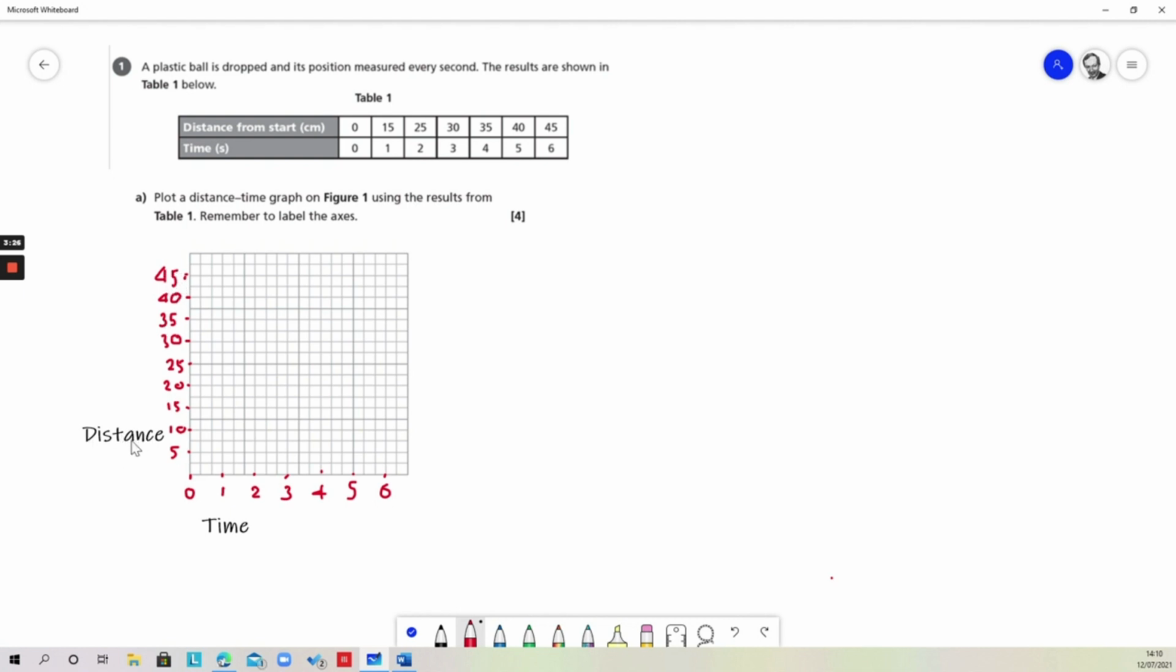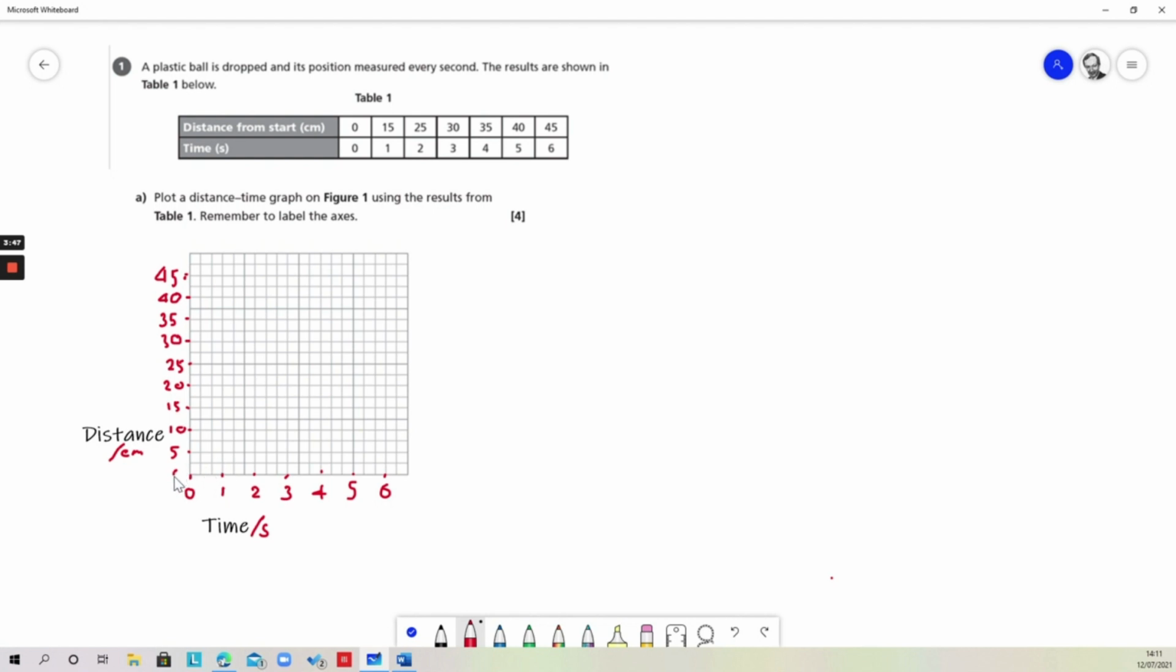It's also a good idea to show the units. Distance is measured in centimetres, so let's put that in there, and time is measured in seconds. If we do that, it means that we don't need to put it in by the individual numbers. So let's now take the first of these pairs of values, and the first of these is 0, 0.